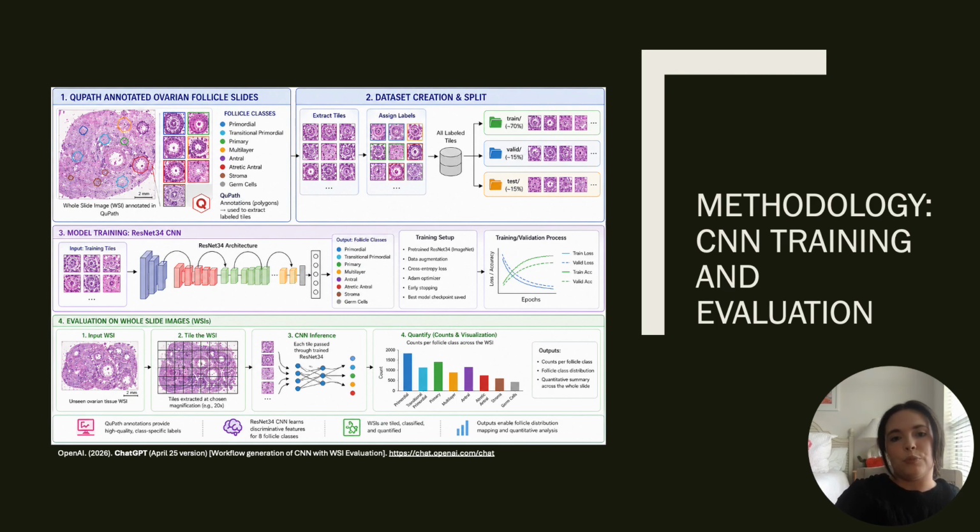For evaluation, we applied the trained model to whole slide images by dividing the images into appropriately sized tiles. Each tile was classified by the CNN, and predictions were grouped across the slides. This produces class-specific counts and overall follicle distribution, enabling automated, scalable analysis of the ovarian tissue and supporting quantitative and some age-related insights into follicle development and tissue composition.